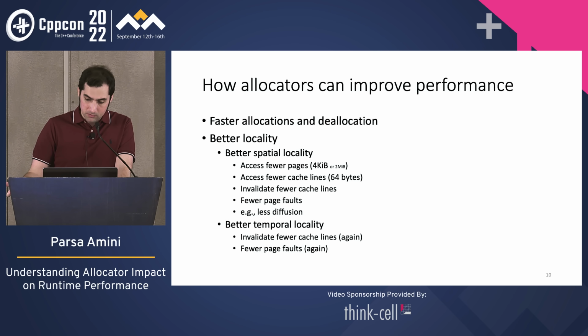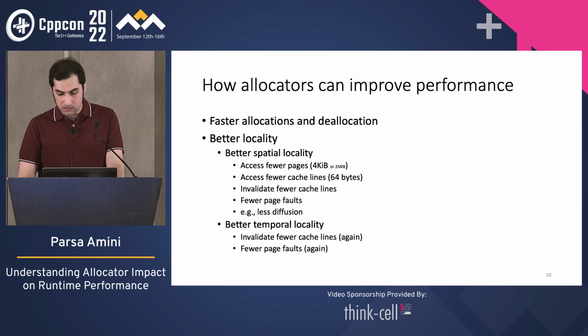If we improve locality, we can reduce how much we wait on accessing memory. We can access fewer pages. If we access fewer pages, we get fewer page faults. If we improve locality, we can also access fewer cache lines, so we get fewer cache misses. Consider, for example, the case of diffused allocations in a long-running program. Allocators can help you resist and protect against diffused allocations because they can give you better locality.